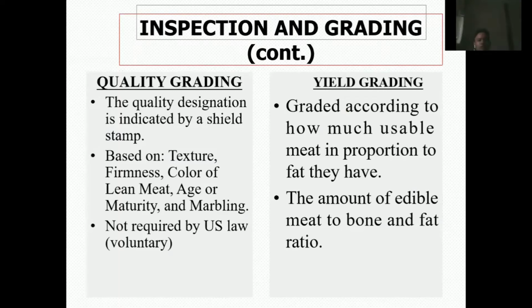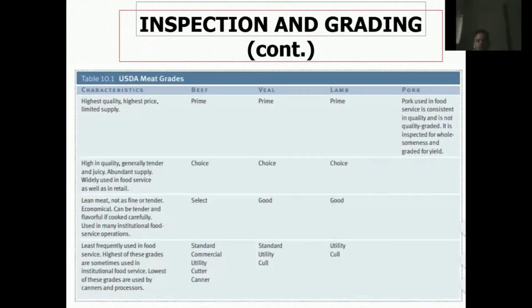The next grading is the yield grading. The yield grading is based on how much usable meat there is in proportion to the fat. And lastly, it is the ratio of edible meat to bone and fat. Here you can see how the USDA grades their meats.